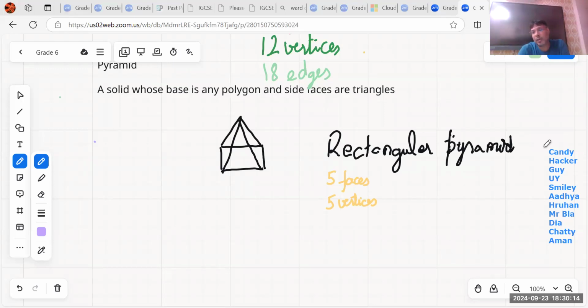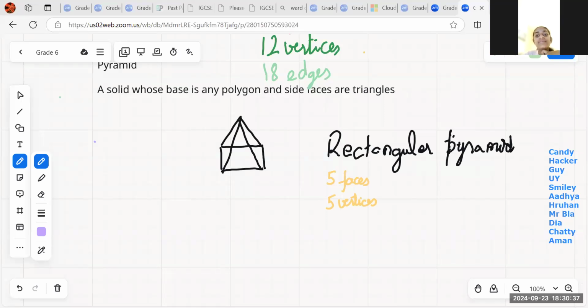Smiley. Oh, Arav wants to answer. Yes, Arav. 5 is wrong. Smiley, your chance. How many edges are there? Sir, 5 only. 5 is wrong. Sir, 10. 10 is wrong. Next, Hacker, your chance. How many edges are there? So 7. 7 is wrong. Candyman, your chance. How many edges are there?